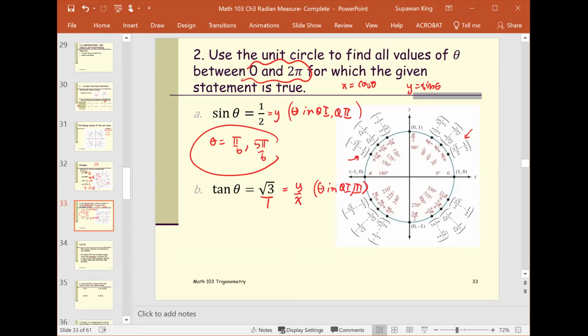It has the radical 3 involved. So we see 60 degrees, or pi over 3, has x as 1 over 2 and y as square root 3 over 2. The quotient of y over x would give us square root 3. So one angle is pi over 3, which is in quadrant 1. For quadrant 3, that would be 4 pi over 3, because both of them have the same sign, and the y value has square root 3 involved and the y is greater than the x value.